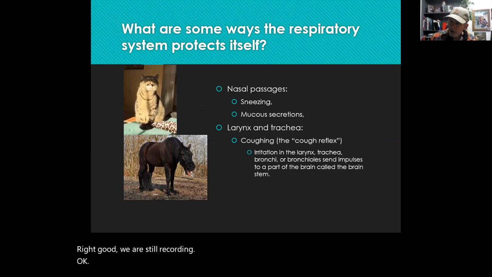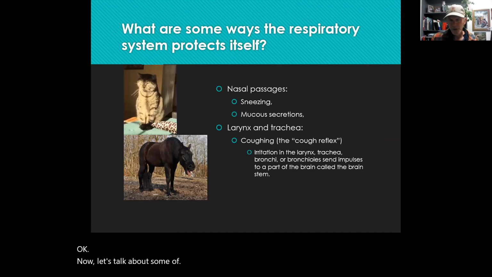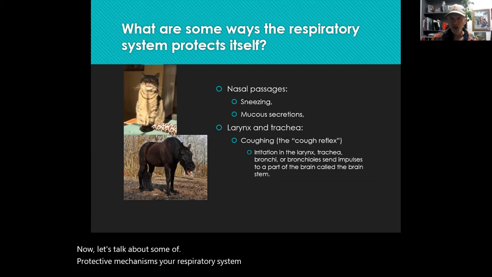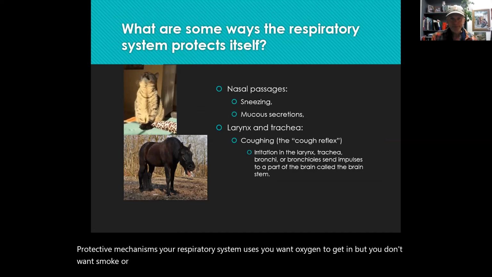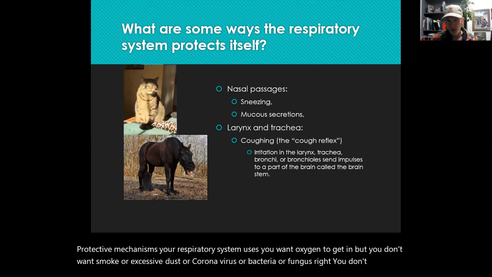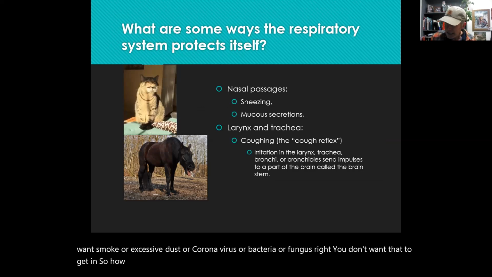Now let's talk about some of the protective mechanisms your respiratory system uses. You want oxygen to get in, but you don't want smoke or excessive dust or coronavirus or bacteria or a fungus, right? You don't want that to get in. So how do we get the oxygen in without all the bad stuff? And that's what we'll talk about next.